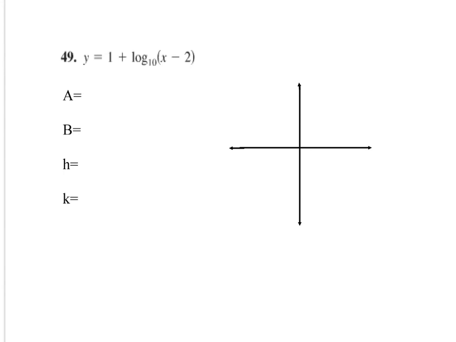Our a is still 1. There's a 1 right there in front of the log. Our b is still 10, which means it's going to shoot off to the right relatively quickly. Our h in this case is 2. You can see that 2 right there. And also, if I wanted to, I can move my 1 to the end. I don't have to, but my k is 1. I could think of that as +1 at the end. So if I ignored my h and k, I would have a critical point right here at (1, 0). It's asymptotic at the y-axis. It shoots off to the right relatively quickly because my base is 10.